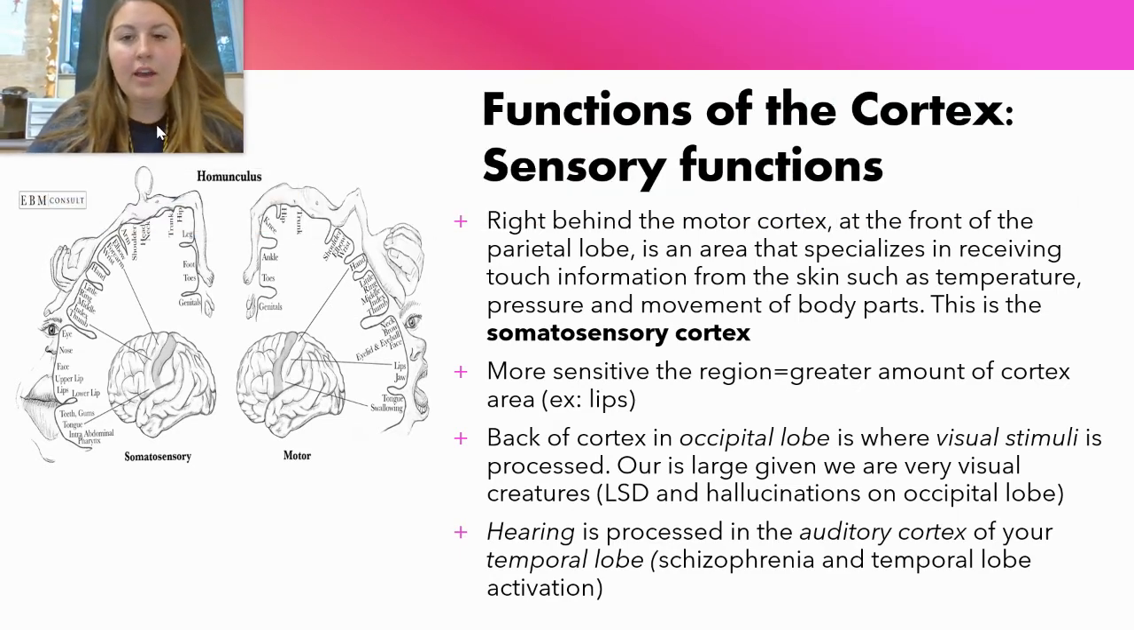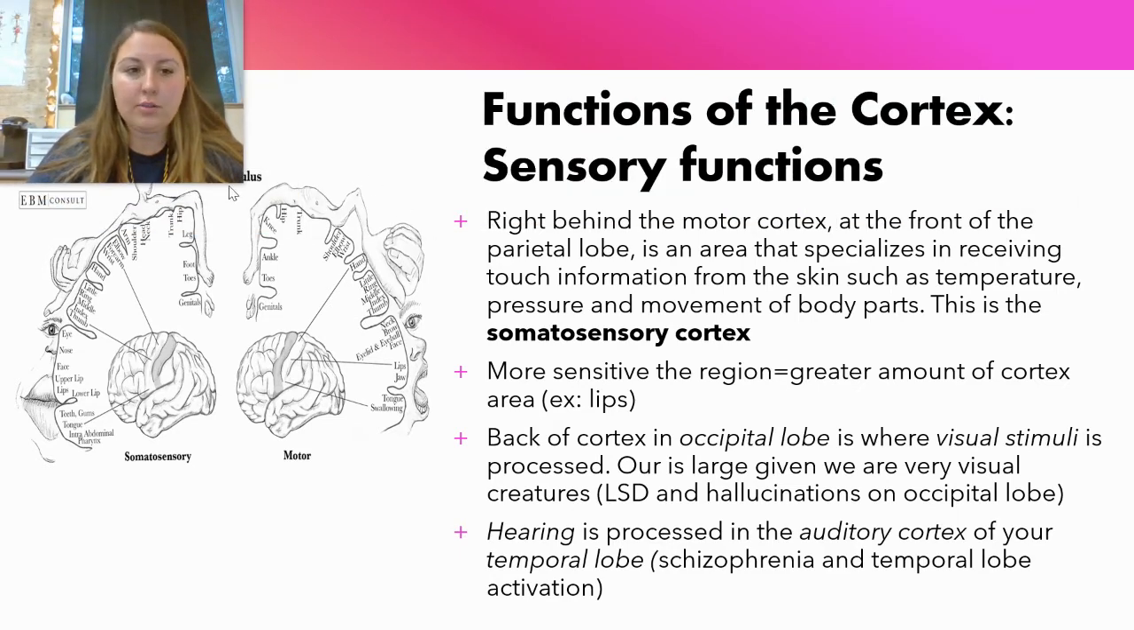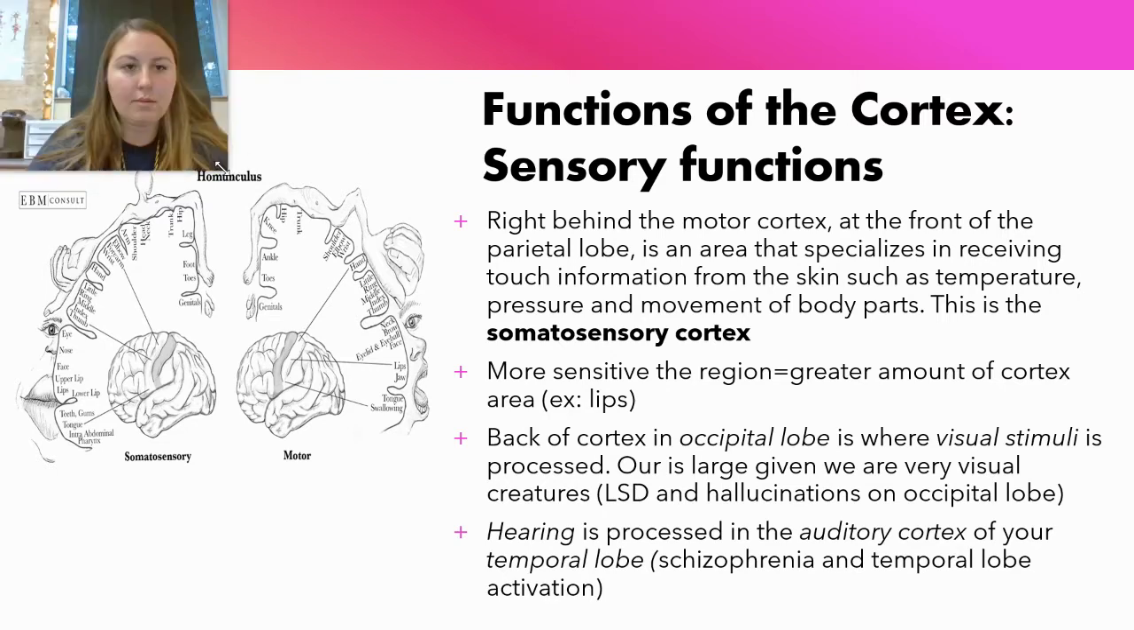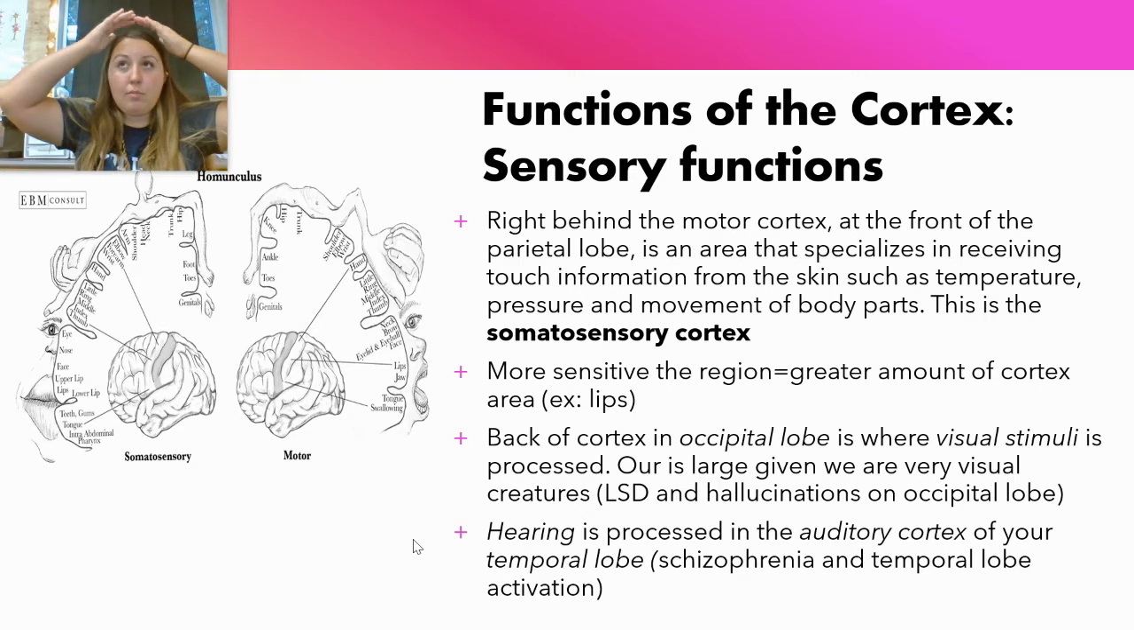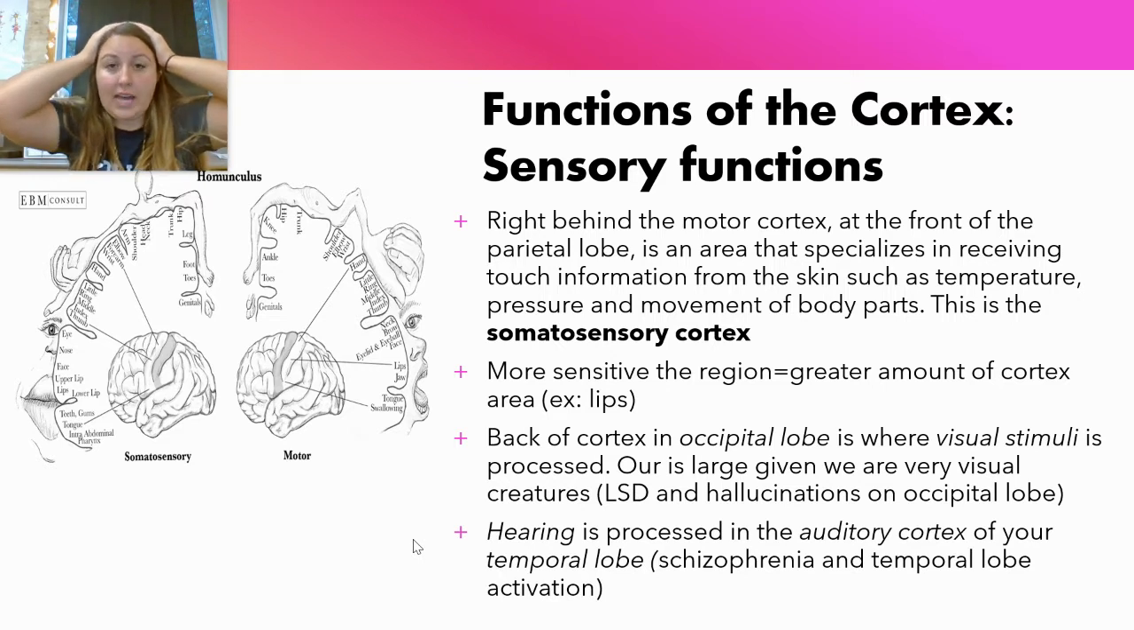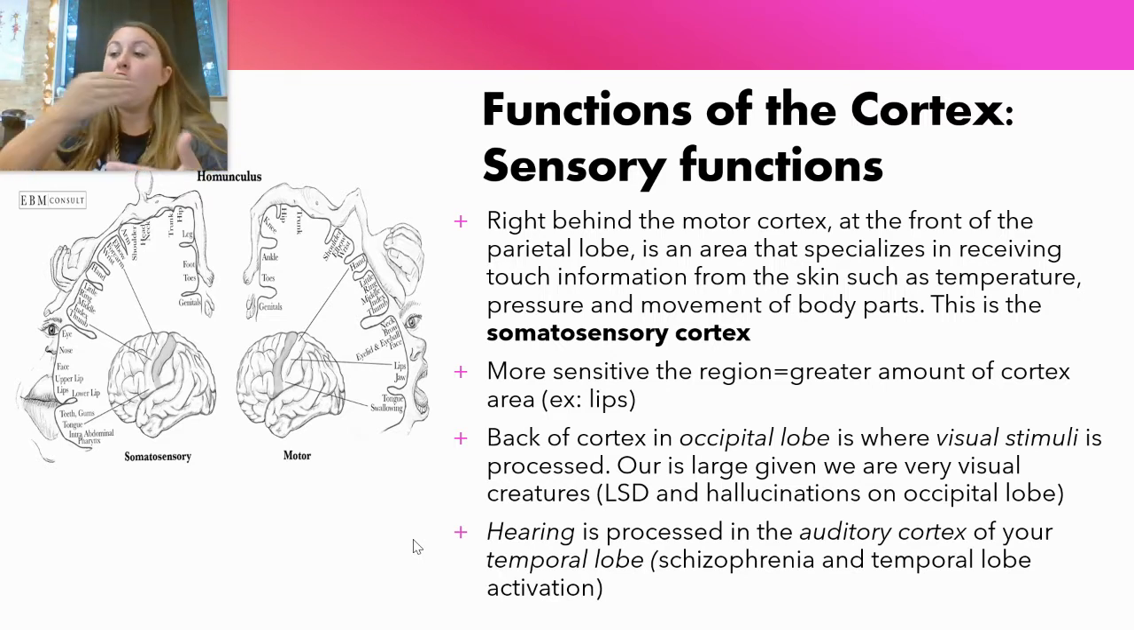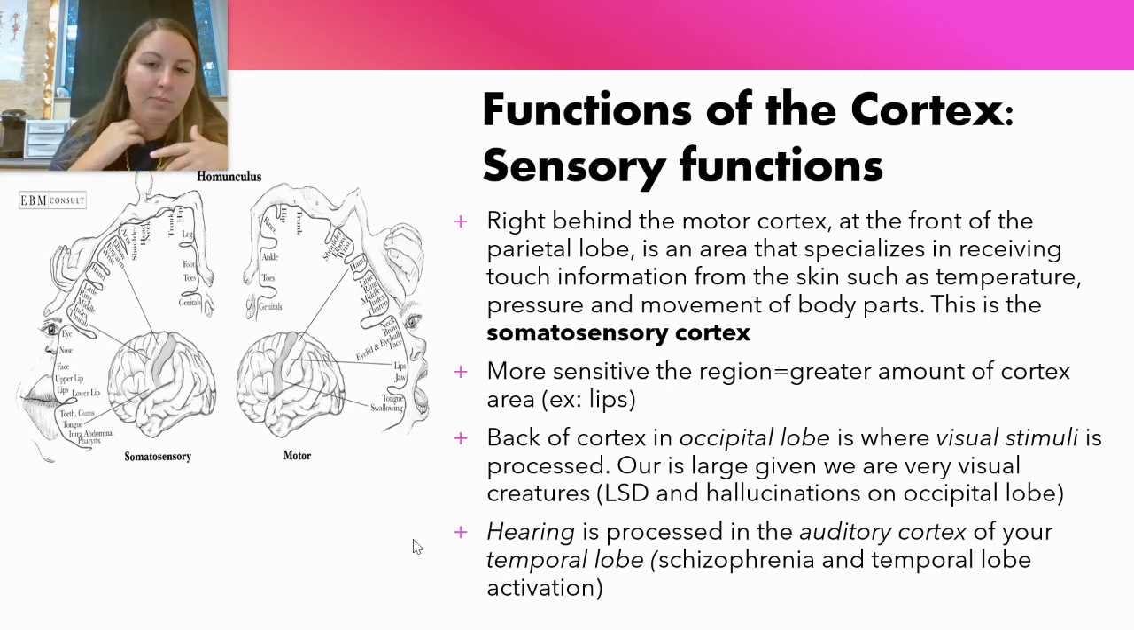Okay, then we have functions of the cortex, the sensory functions. Now, so we've got our motor cortex at the back of the frontal lobe. Right behind that is what we call the somatosensory cortex. And this area sits at the top of the parietal lobe. Basically, this is the area that receives touch information from the skin, such as temperature, pressure, and movement of body parts. And we call this the somatosensory cortex.